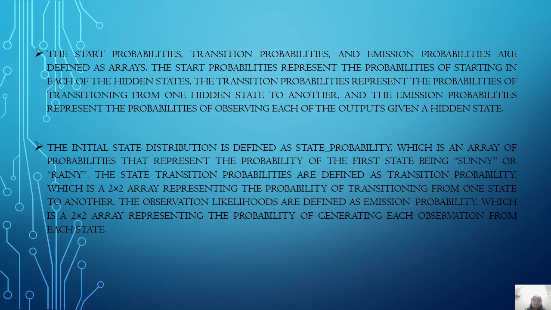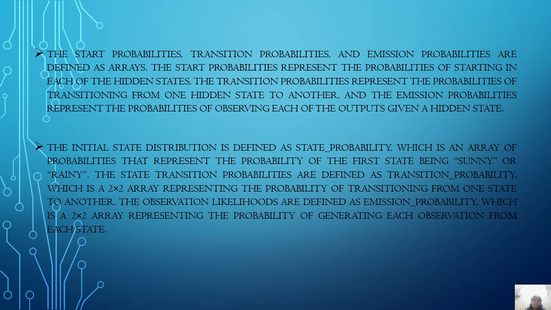The start probabilities, transition probabilities, and emission probabilities are defined as arrays. The start probabilities represent the probabilities of starting in each of the hidden states. The transition probabilities represent the probabilities of transitioning from one hidden state to another. And the emission probabilities represent the probabilities of observing each of the outputs given a hidden state.